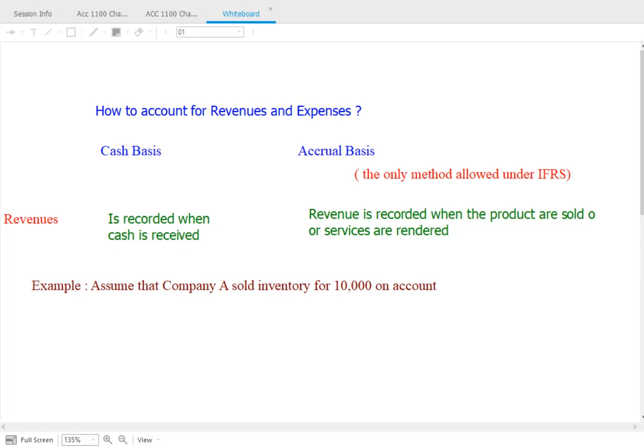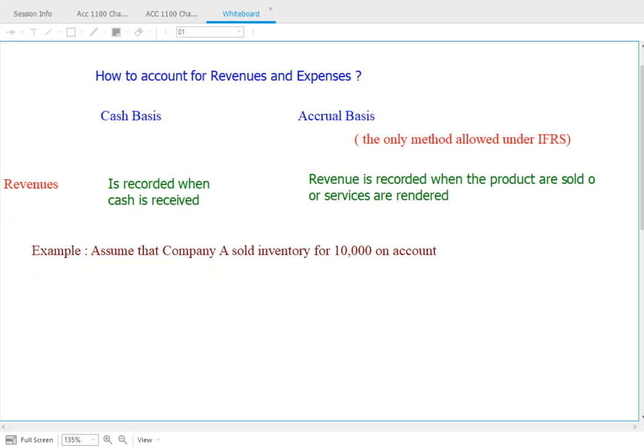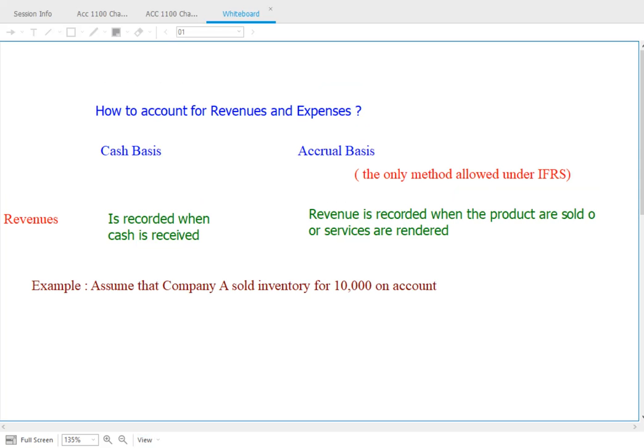If the company is using a cash basis, do we have a revenue or not? Let's apply the rule. The company sold inventory on account, which means that they're going to receive the cash later on. So according to this transaction, no cash is received. So if the company is applying the cash basis, no revenue has to be recorded because there was no cash received.